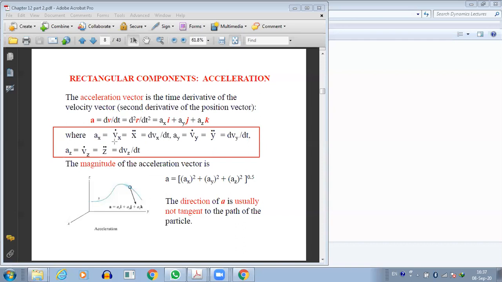And when you're going to see the problems in the book, you might find that they are interchangeably used, and you might get confused if you don't know about these symbols. Is it clear?